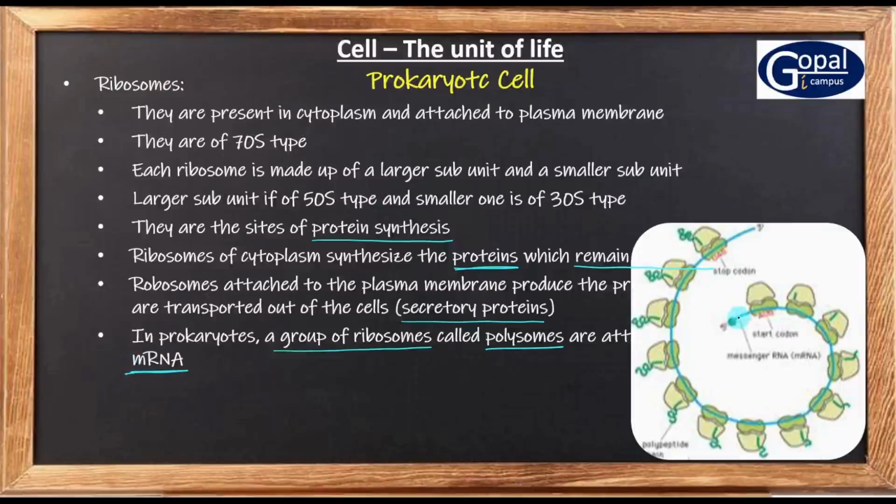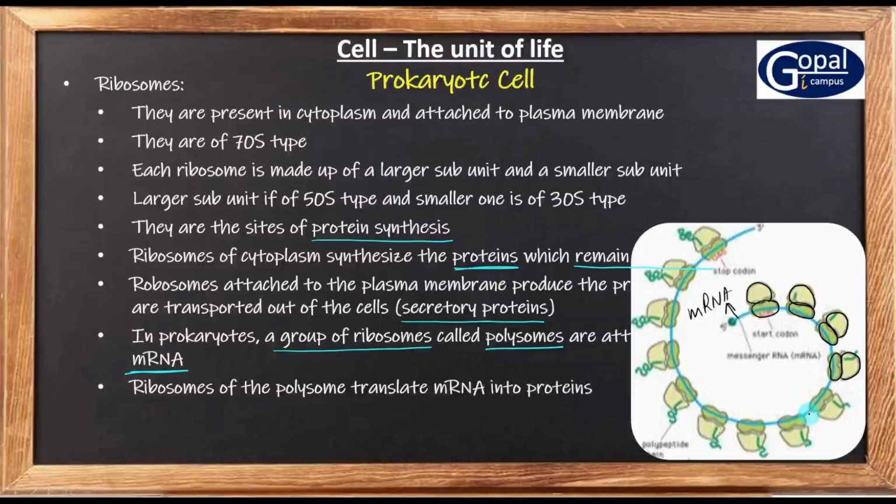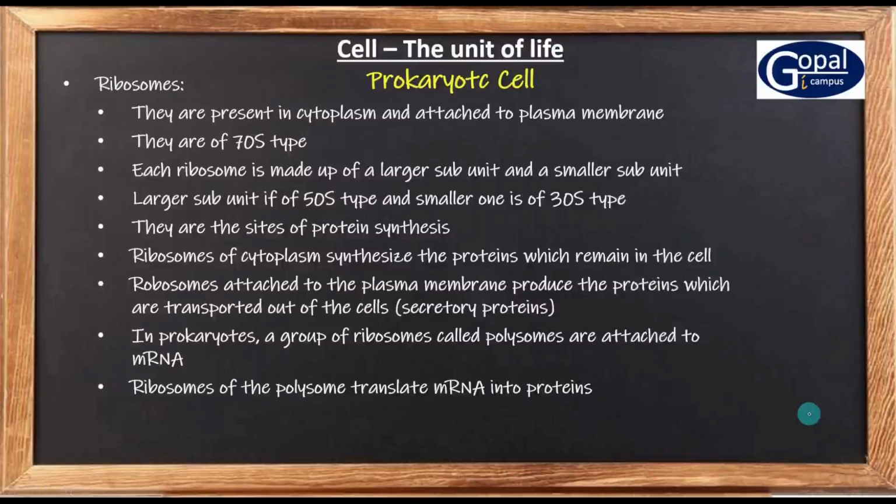See here, this thread-like structure is called mRNA. And these are all the ribosomes. So this is the ribosome attached to the mRNA. So what are these ribosomes doing on the surface of mRNA? These ribosomes are translating the mRNA into the proteins. Right? So this is about the ribosomes. Ribosomes are another structure present in prokaryotic cells.